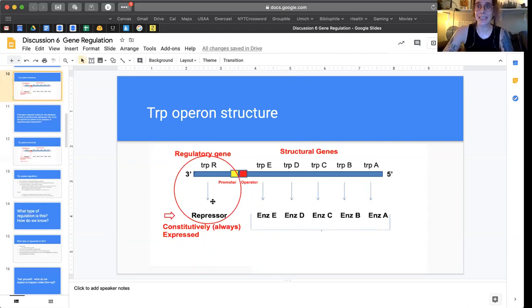Okay. So an interesting thing here, now we are looking at trpR, which is located upstream of the promoter region.